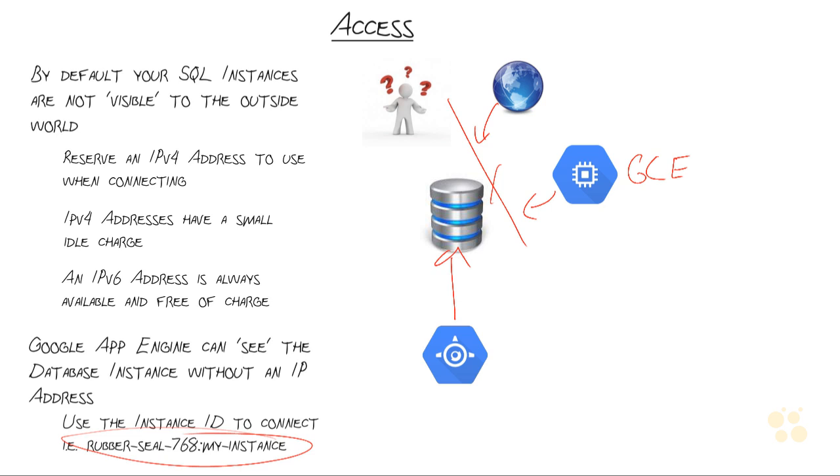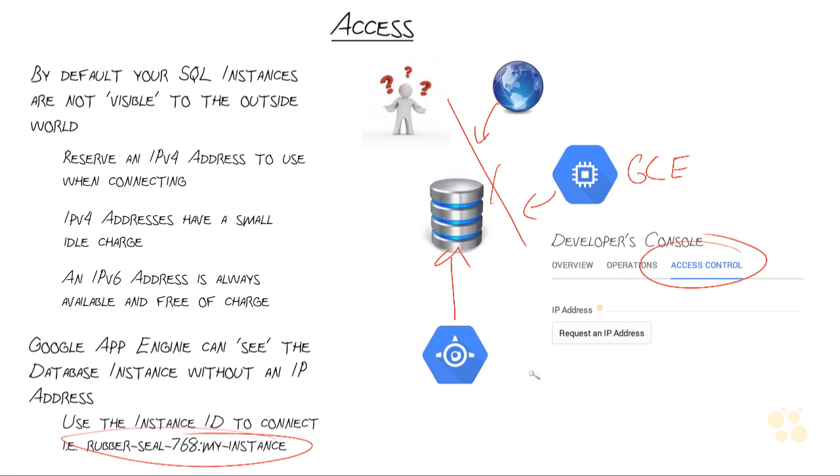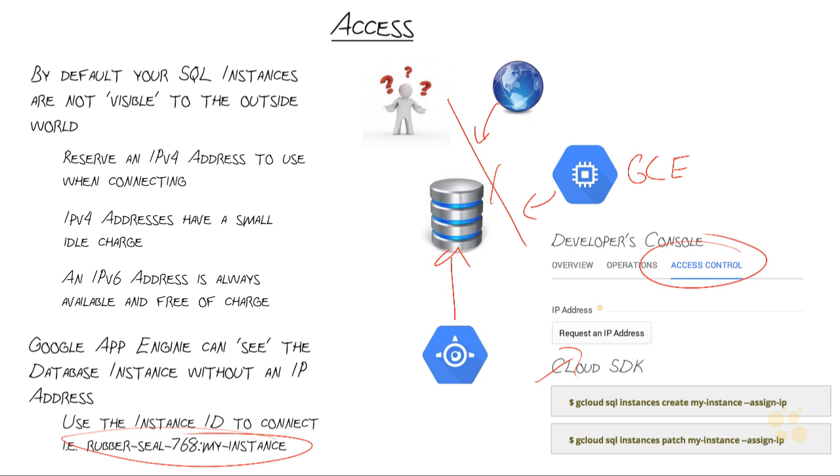Setting up this access is very easy to do. You can do it in the Developers Console simply by going to the Access Control tab and choosing Request an IP address. That's if you didn't set one up when you created the instance. Down in the Google Cloud SDK, using the command line operations, you can use it with the Assign IP switch. I've indicated it right here, both during the Create command or during the Patch command. So either when you create your instance or after the instance has already been created, you can patch your instance and assign it an IP address.